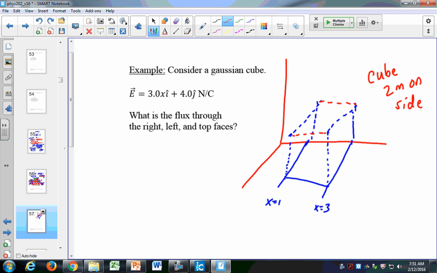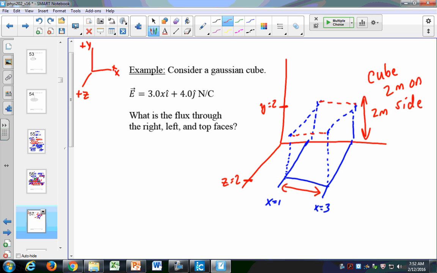I know it's 2 meters on a side because this distance is 2 meters, and so this distance also must be 2 meters. So it goes up to y equals 2, and it also goes out to z equals 2. Remember our three-dimensional coordinate system, in case you've forgotten since last year. This is positive x, this is positive y, and this is positive z. You might see different renditions of that, but we use a right-handed coordinate system, and I'll use that. Sometimes you might see the z and the y switch. They just rotate the coordinate system.